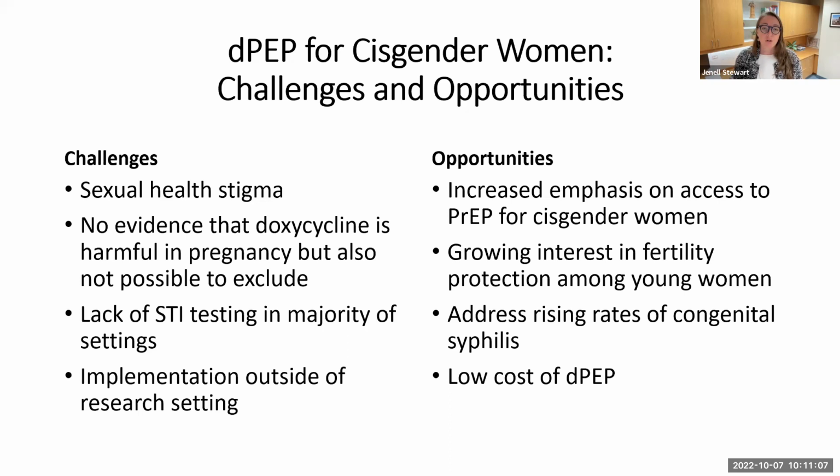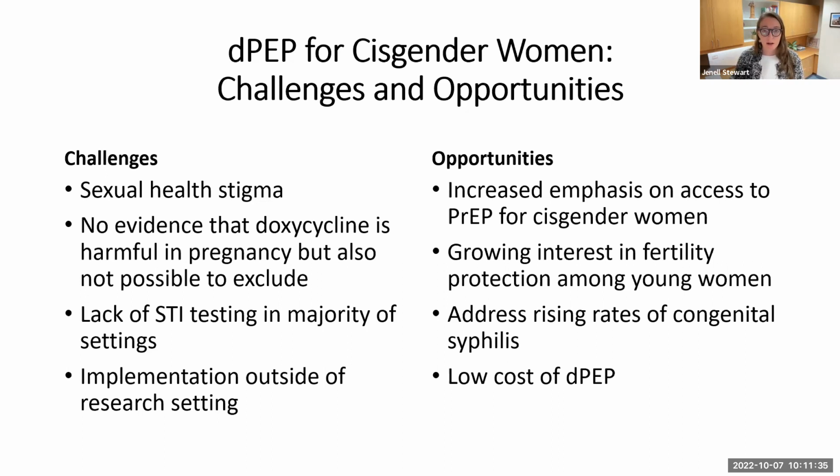And then, thinking about the impacts of STIs on a uterus and the potential for long-term complications with fertility issues, more and more women are thinking about how to preserve their fertility, how to protect the health of their uterus. And so thinking about additional preventive tools like dPEP for preventing STIs before they can cause any scarring.